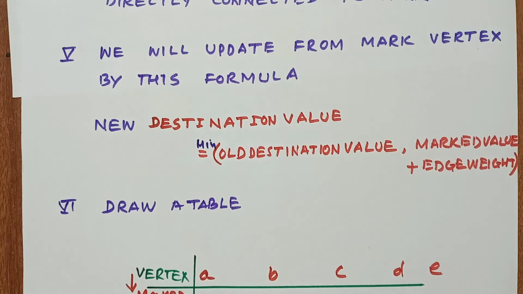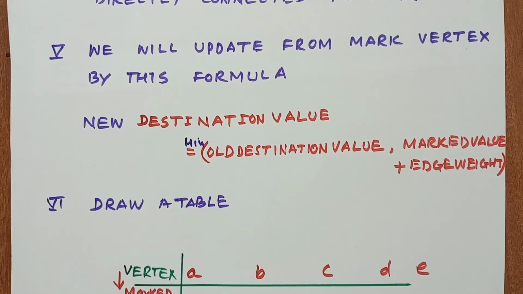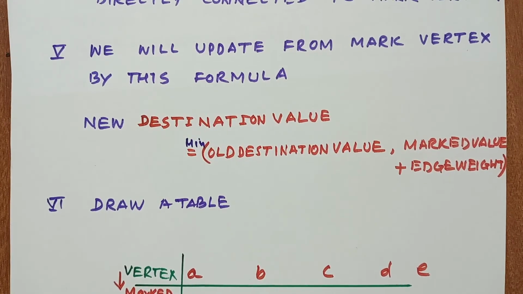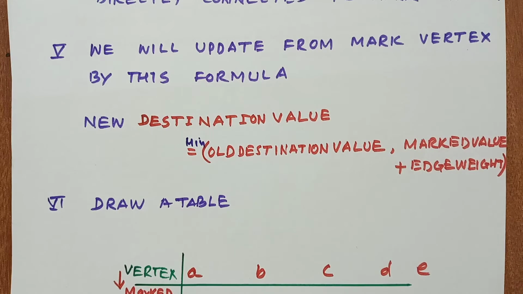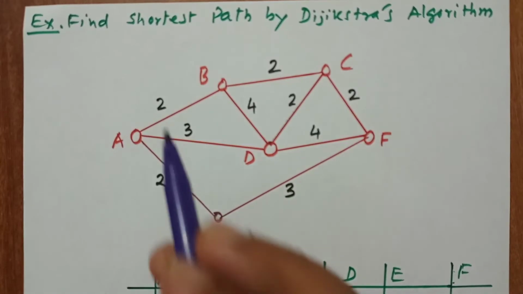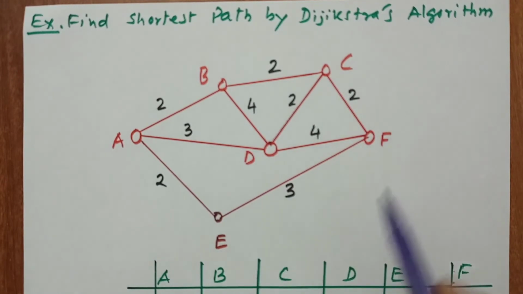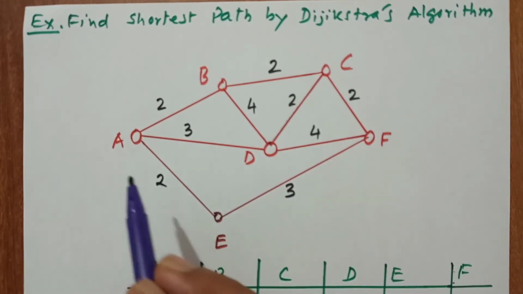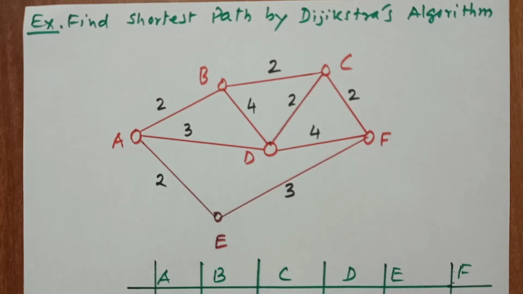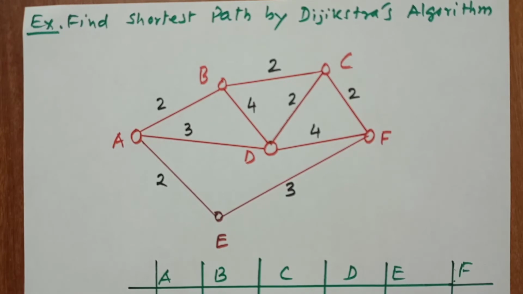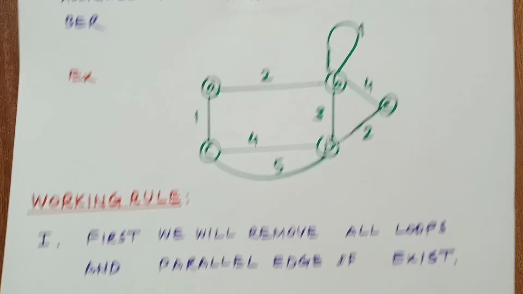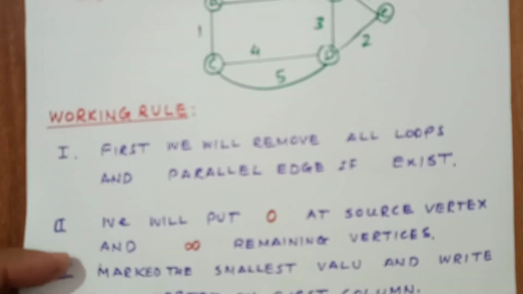So I will explain with a very nice example, so this method will be very clear. Okay, so find the shortest path. This is the algorithm. So this is a graph, and you calculate the shortest path for this graph. First we will see what the method is, what the steps are. So we will apply the following steps.